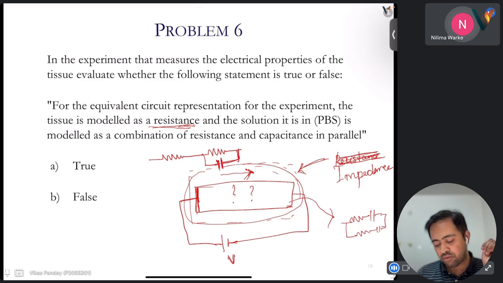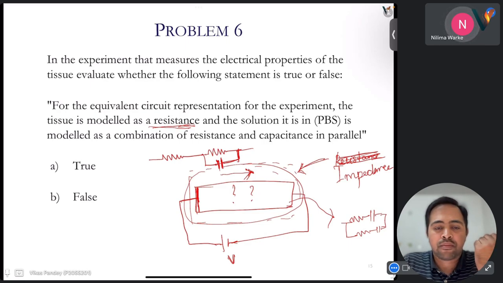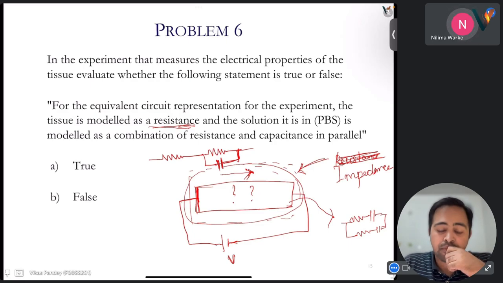Is it true? Sorry, I interpreted it wrongly. I thought the tissue is modeled as a combination of resistance and capacitance in parallel. But now they are saying tissue is modeled as only resistance and the solution is not. So is it true or false?